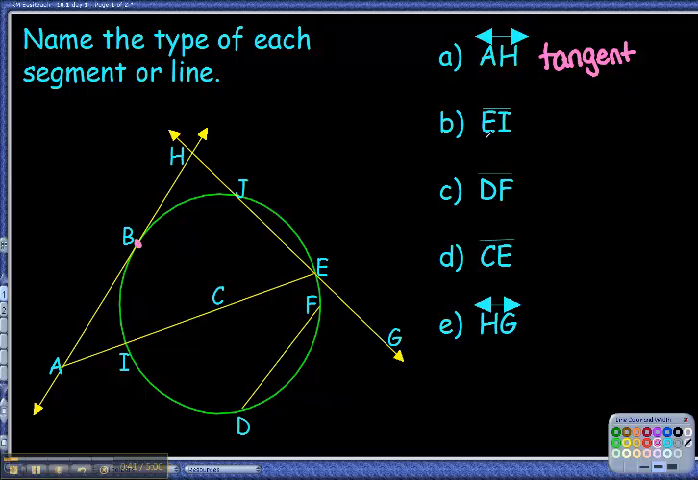Now, segment EI, we notice that it's a segment. It has two endpoints, and those endpoints are on the circle. But this segment also contains the center of the circle, making it the diameter.